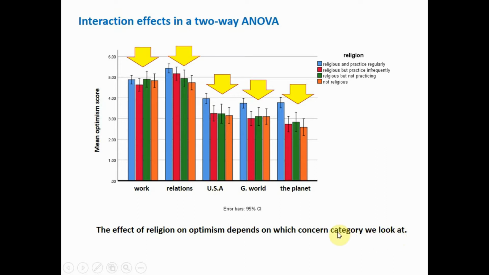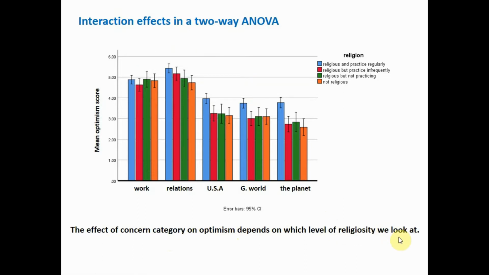But there's another way we can approach this. For example, we can ask, does the effect of concern category on optimism depend on which religiosity category we look at? And that's illustrated here. It's the same graph, okay? But we just reversed the independent variables. So now we're asking whether whatever effect concern category is having on optimism depends on which level of religiosity we look at.